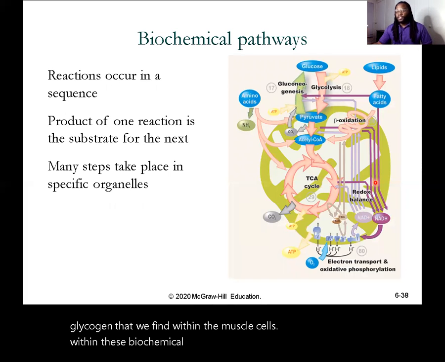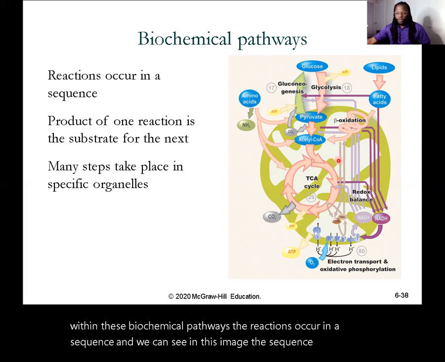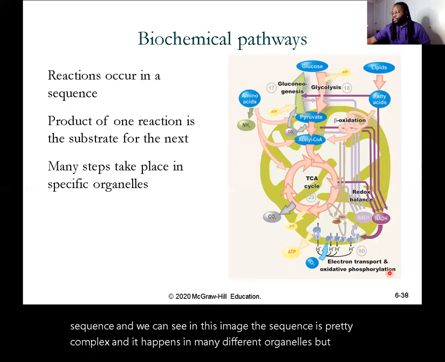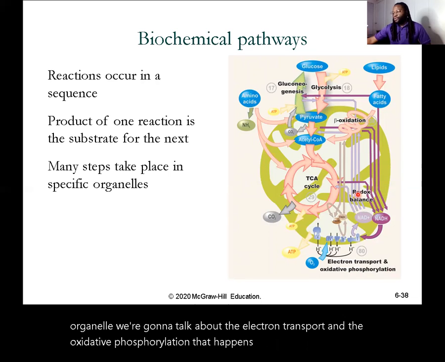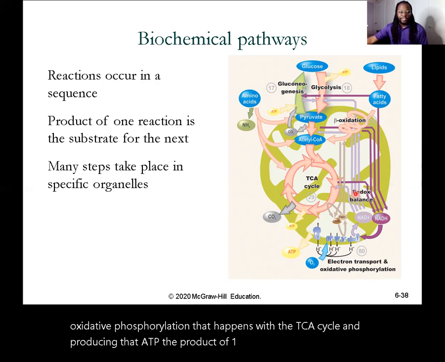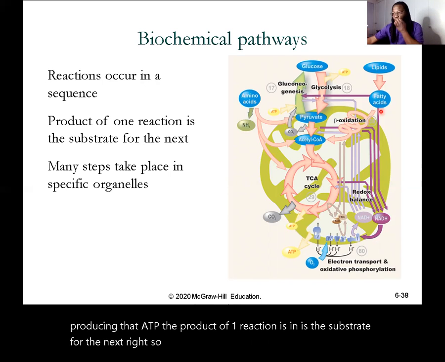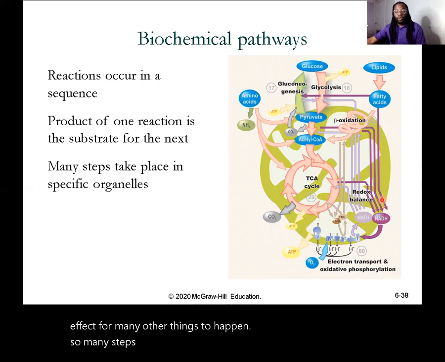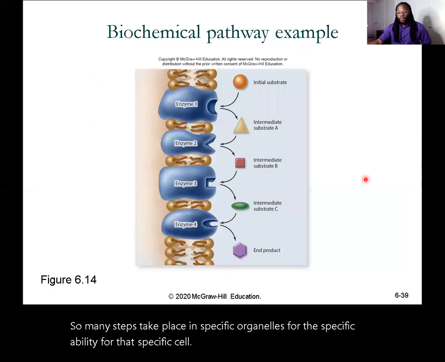Within these biochemical pathways, the reactions occur in a complex manner and happen in many different organelles, such as oxidative phosphorylation and the TCA cycle, producing that ATP. The product of one reaction is the substrate for the next, which has a domino effect for many other things to happen. So many steps take place in specific organelles for the specific ability of that specific cell.